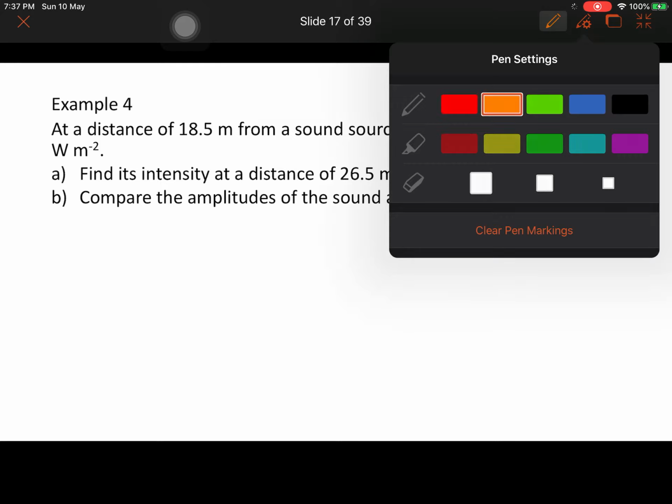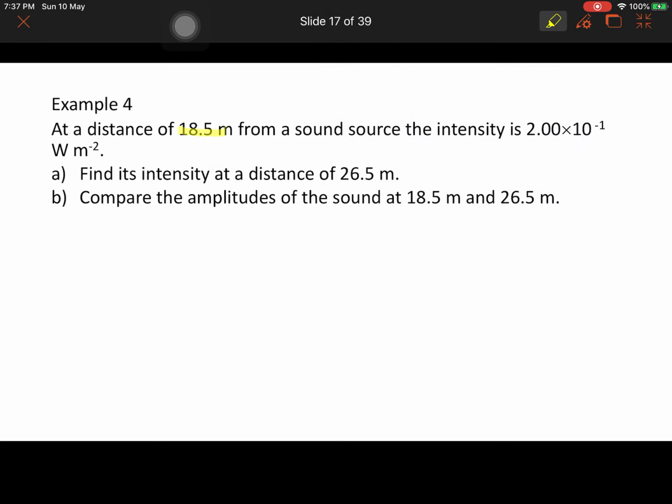Okay, pause here and try example 4. For example 4, they tell us that at a distance of 18.5 meters from a sound source, the intensity is 2 times 10 to the power minus 1 watts per meter square. I want to find the intensity at a distance of 26.5 meters, and I want to compare the amplitudes of the sound at 18.5 meters and 26.5 meters. So what do we do here? Did you get the answers? These two answers. If you did, you can move on.